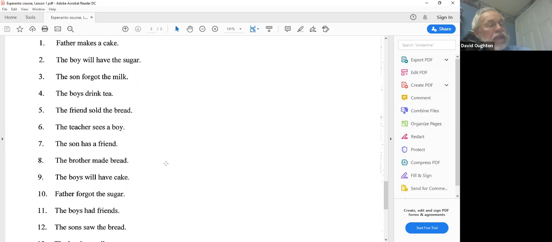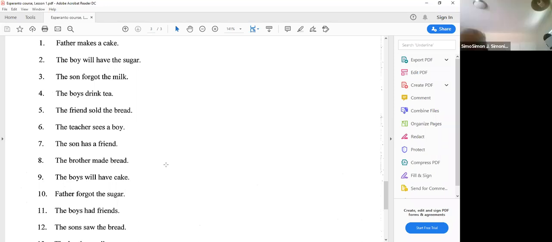Okay, and as we go through this, you'll see again the pattern of subject, verb, object. The question is whether we need la for the or not, and also the verb tense will change. So number five, the friend sold the bread. So we've got two objects in there. Can I try that? La amiko vendas pano, but I have to correct the tense, etc., which I haven't learned. So la amiko, vendas, sell.